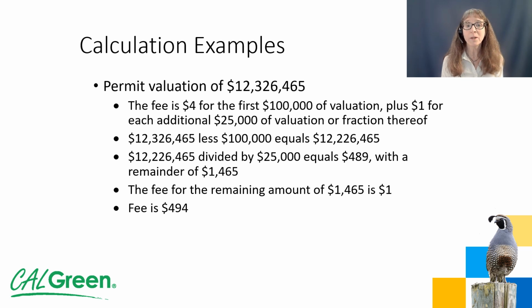Finally, a permit of $12,326,465 will require a bit more calculation. The fee is $4 for the first $100,000 of valuation, plus $1 for each additional $25,000 of valuation, or fraction thereof.